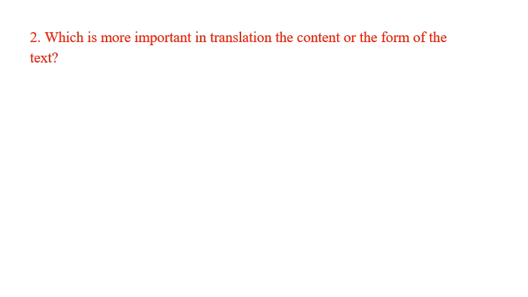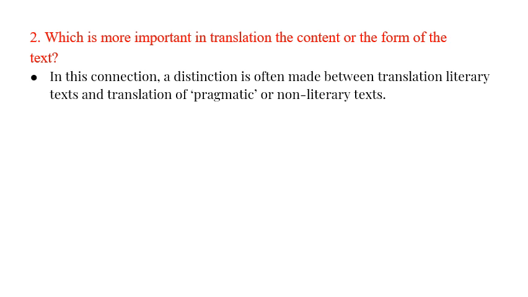So the second question we had was, which is more important in translation, the content or the form of the text? Again, one of the questions that we keep asking all the time. A distinction is often made between translation of literary texts, and by literary texts, again, we mean poems, novels, plays, and so on, and translation of pragmatic or non-literary texts. And by that we mean basically the kind of translations we do in class together, translation of news stories and news headlines and so on.